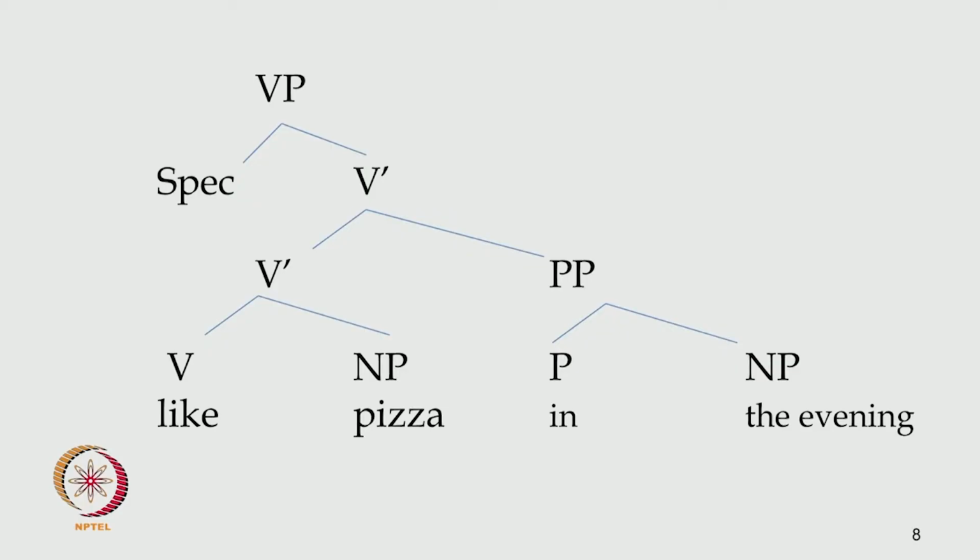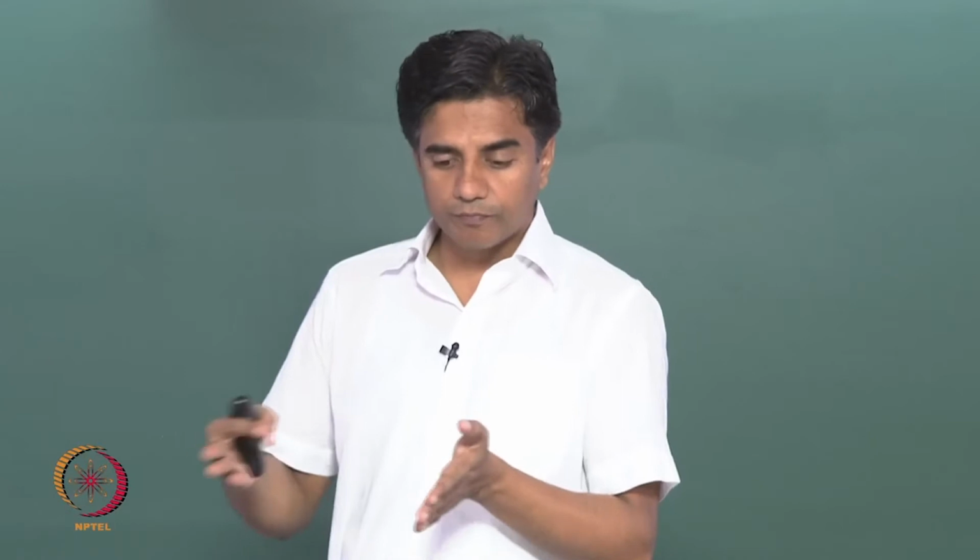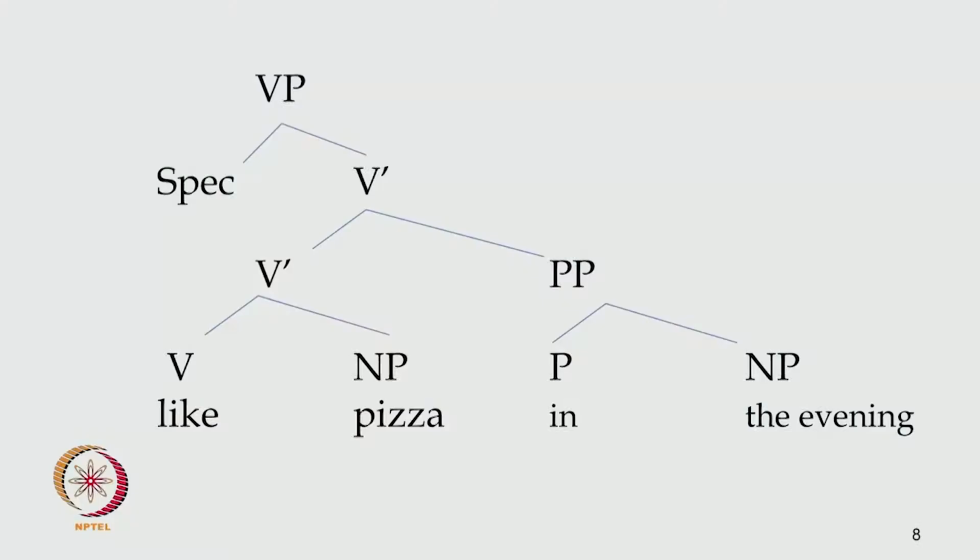If we start looking at the verb phrase of the sentence that you have seen, that students of physics like pizza in the evening, the verb phrase part of this sentence looks like this on the screen. Clear?